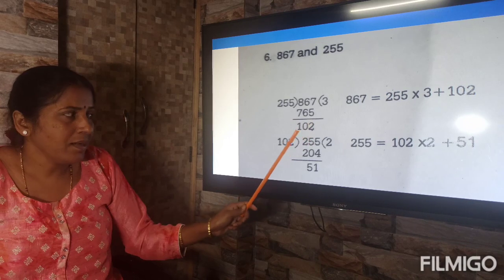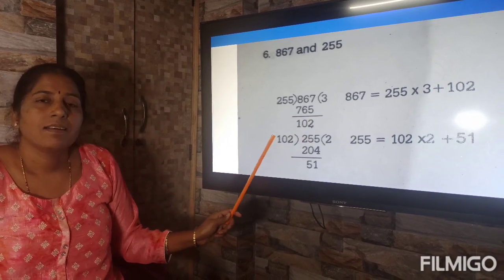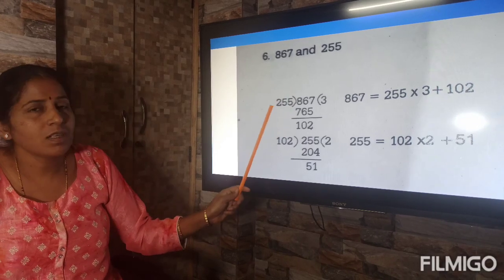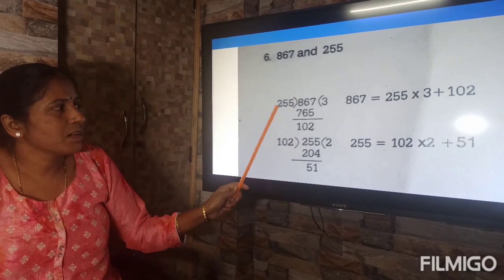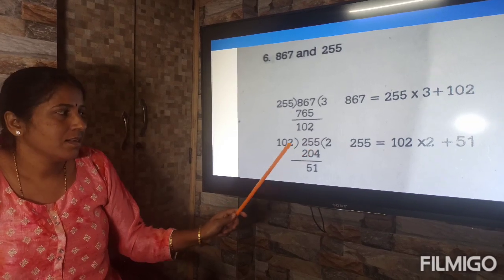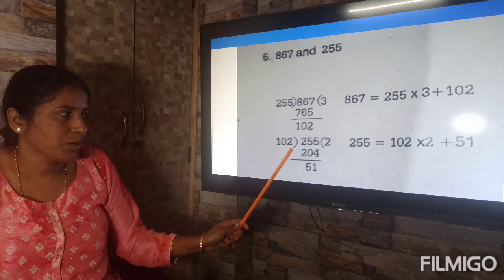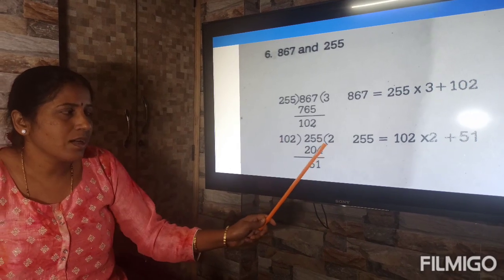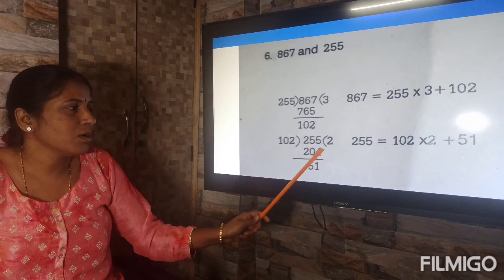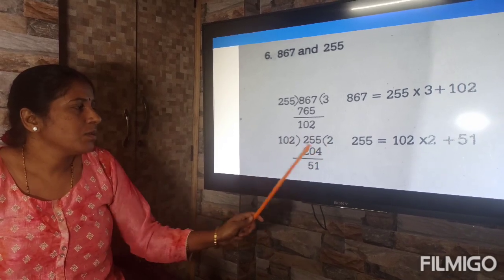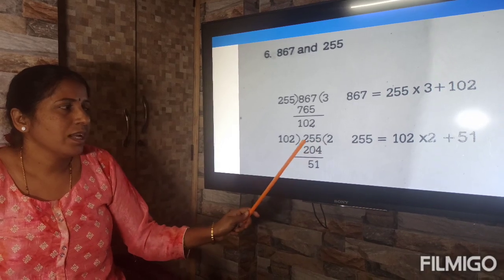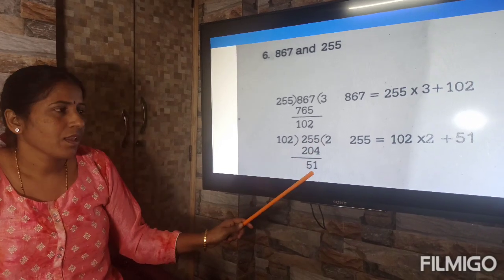This remainder I have to take as a divisor, and the divisor that was there in the previous step, 255, we have to make it as a dividend. Divide by 102. 102 2s are 204. 2 into 2 is 4, 0 as it is. 2 into 1 is 2. Subtract 204 from 255, we will get the remainder.